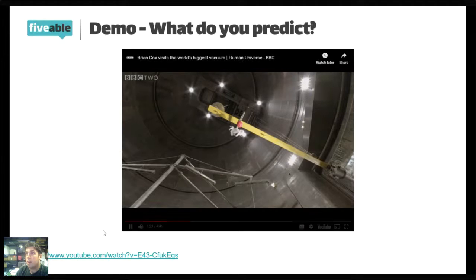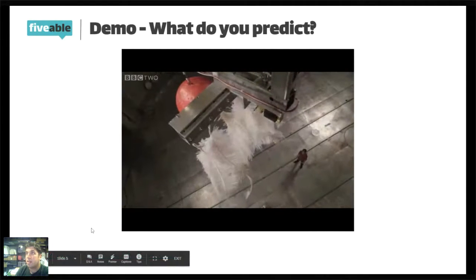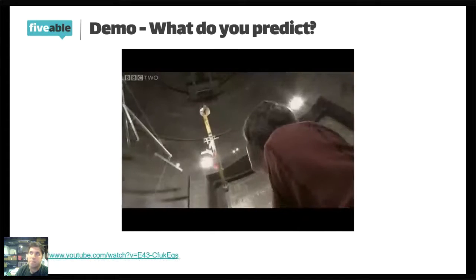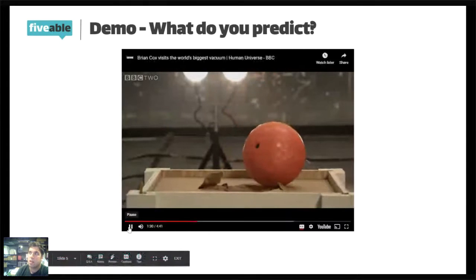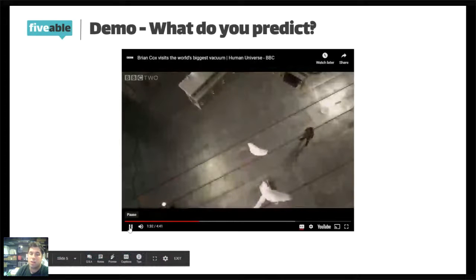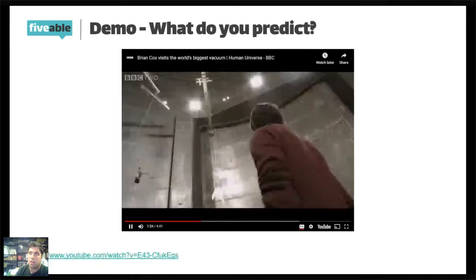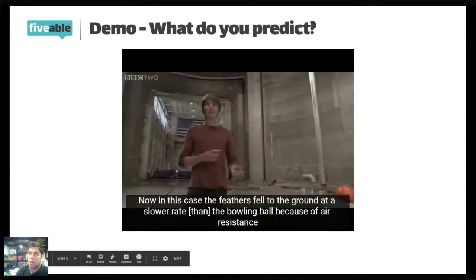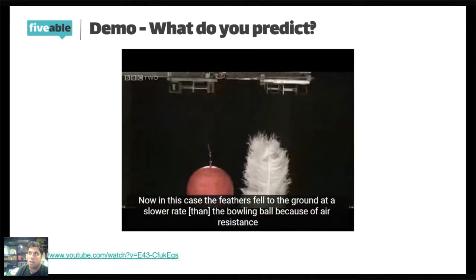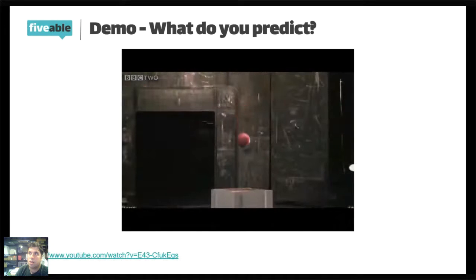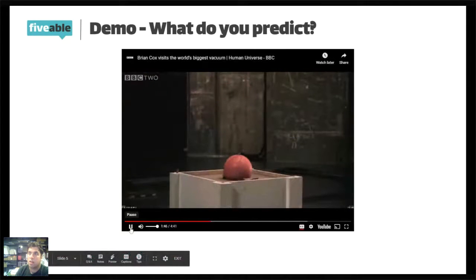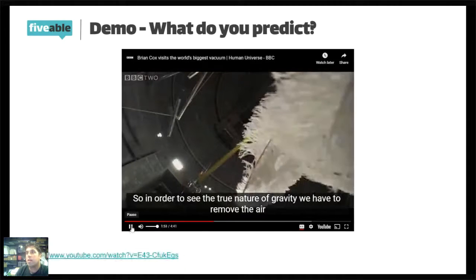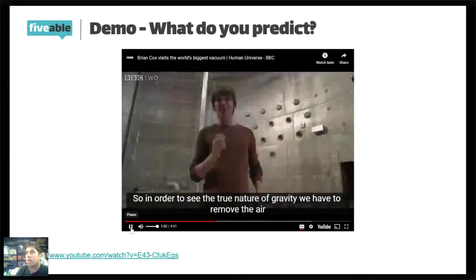And off we go. Now in this case, the feathers fell to the ground at a slower rate than the bowling ball because of air resistance. So in order to see the true nature of gravity, we have to remove the air.